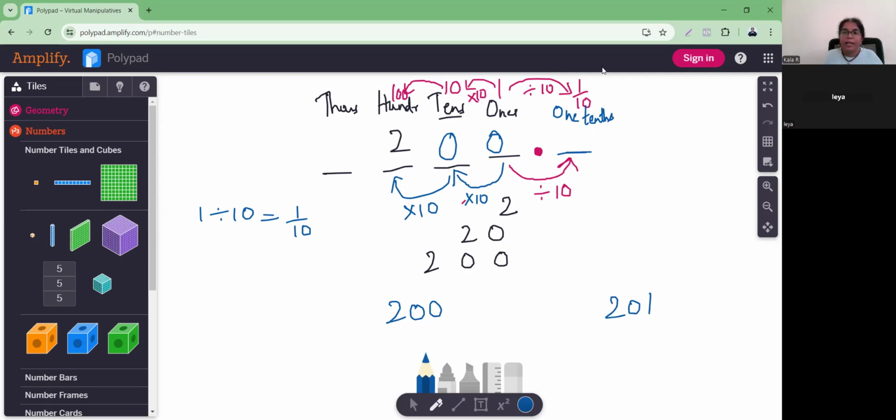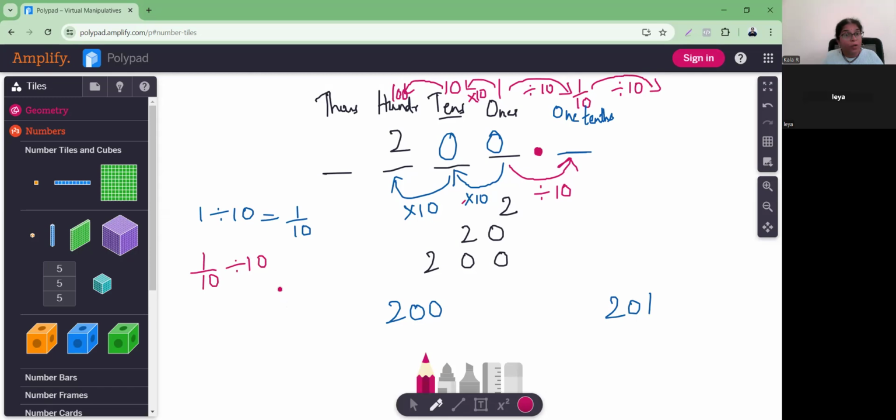If we continue like that, what will happen? The next place, what happens? Again, this is divided by another 10. Means what? 1/10 is already there. That you're going to divide by 10.